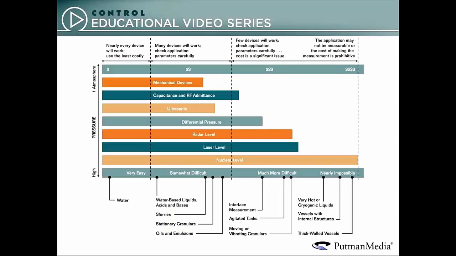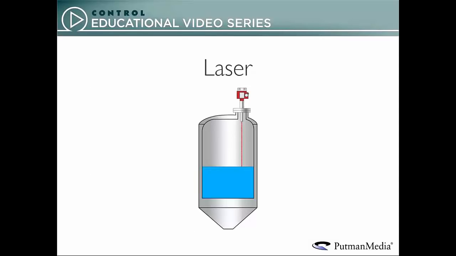Laser level is a relatively uncommon technology that shows increasing promise for certain difficult applications. Laser level gauges are top-mounted, non-contact devices that project a laser beam toward the surface. Time of flight is used to calculate the distance of the material from the top of the tank.